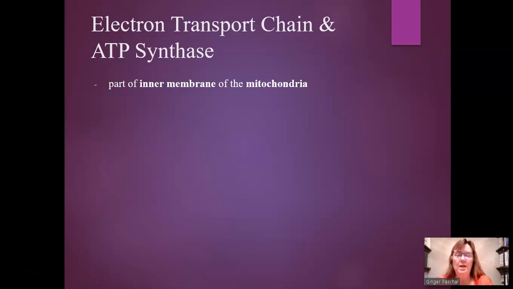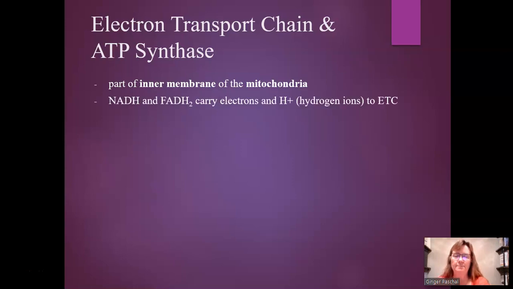The electron transport chain and ATP synthase are part of the inner membrane of the mitochondria. The NADH and the FADH2 carry their electrons and their hydrogen ions to this location. They actually bring their electrons and their hydrogens to the electron transport chain.